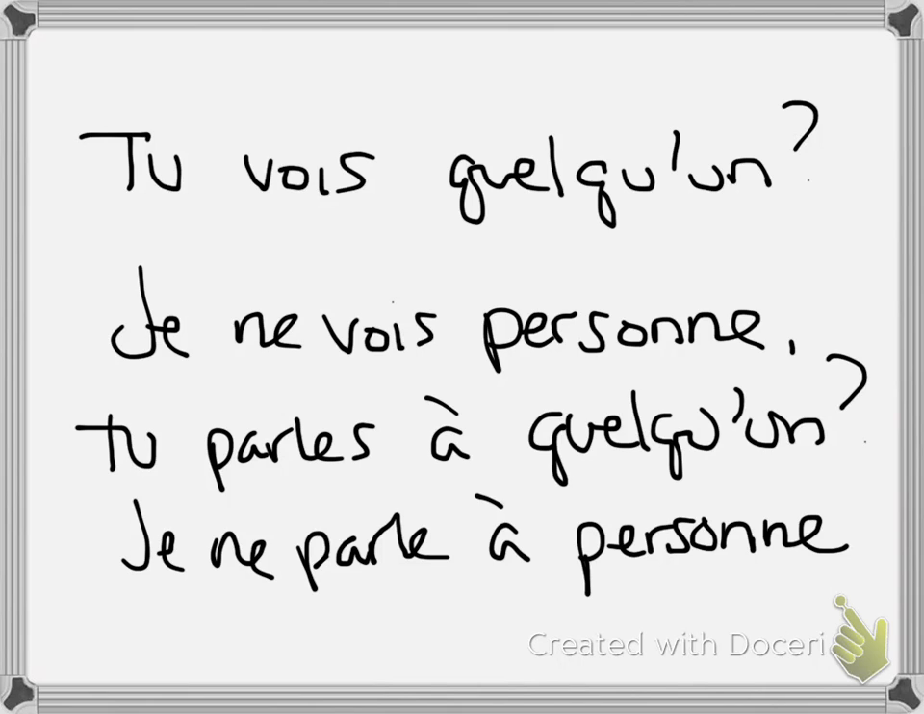So if you look at the second example, tu parles à quelqu'un? Are you speaking to someone? In the negative, je ne parle à personne. So instead of the ne and the pas going directly around the verb, the personne is going to go in the same position in the sentence as quelqu'un. Tu parles à quelqu'un? Je ne parle à personne.